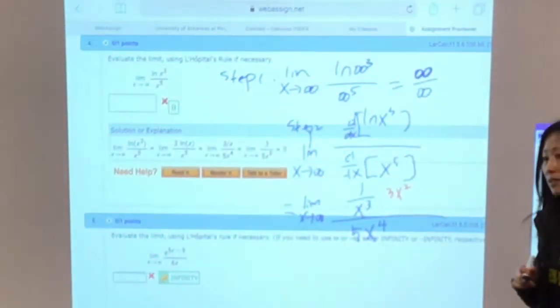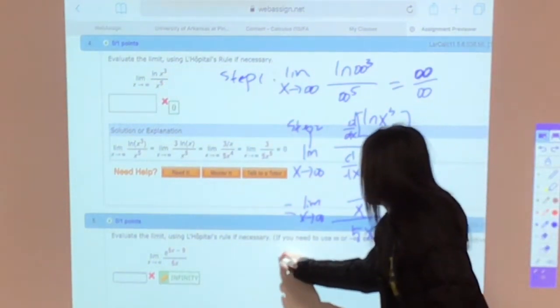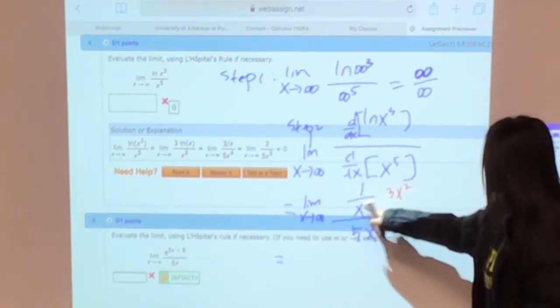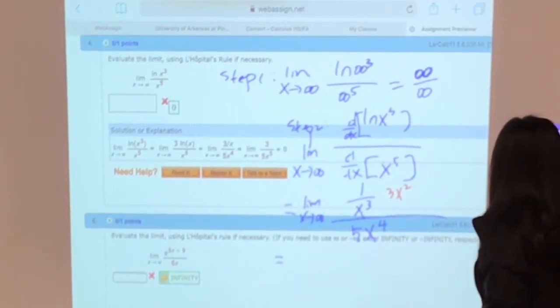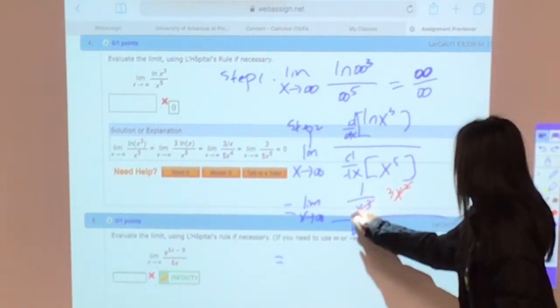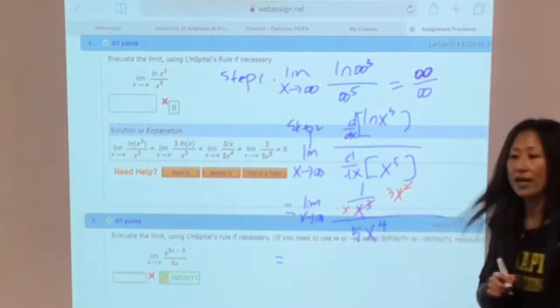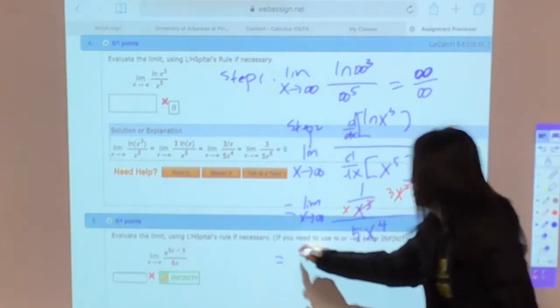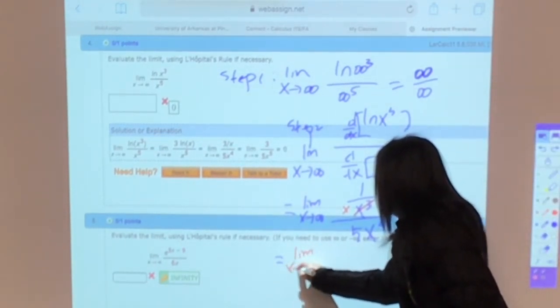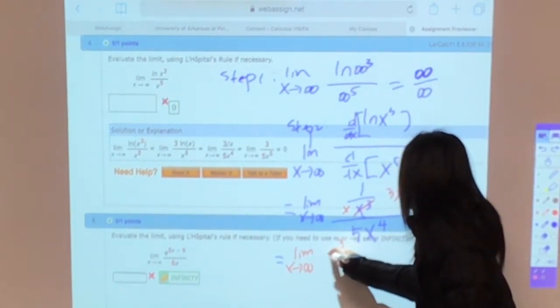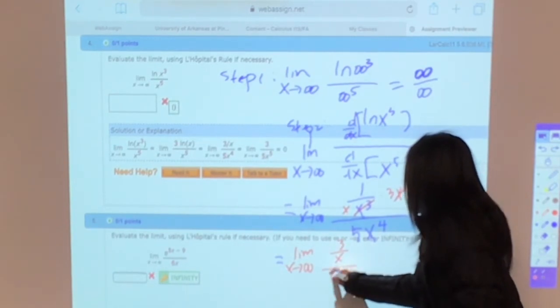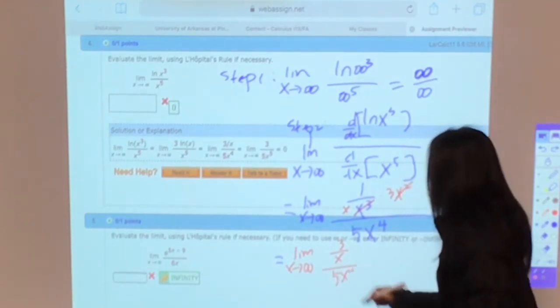Are you with me, guys? Okay. Now you're gonna say, let's simplify this. When you do this one together, simplify what you get. That and that cancel out. This only has 1 over x, right? So I have limit as x goes to infinity of 3 over x, everything over 5x to the 4.